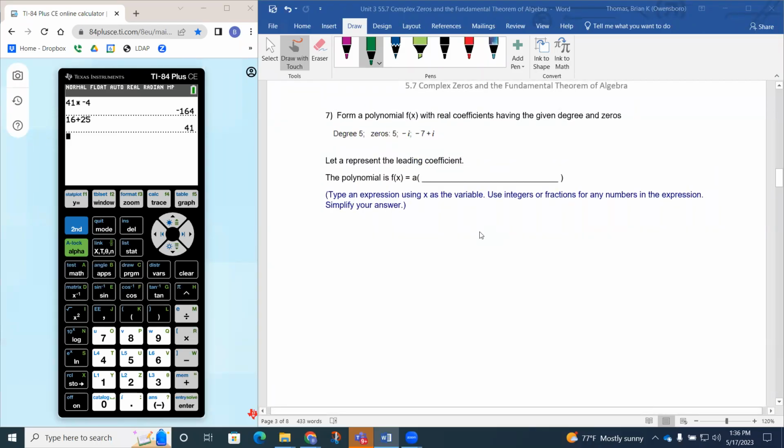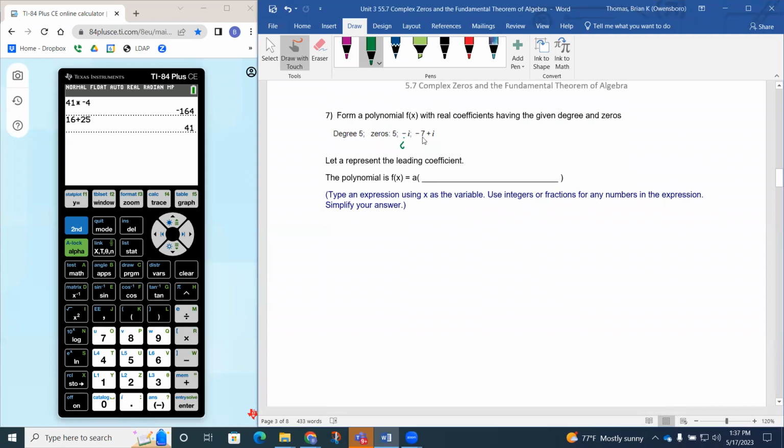So question 7 says form a polynomial with real coefficients having the given degree and zeros. Notice how this is a degree 5, so that's kind of big. One of the zeros is 1, one of the zeros is 5. One of the zeros is negative i, so that means there's got to be a positive i present.